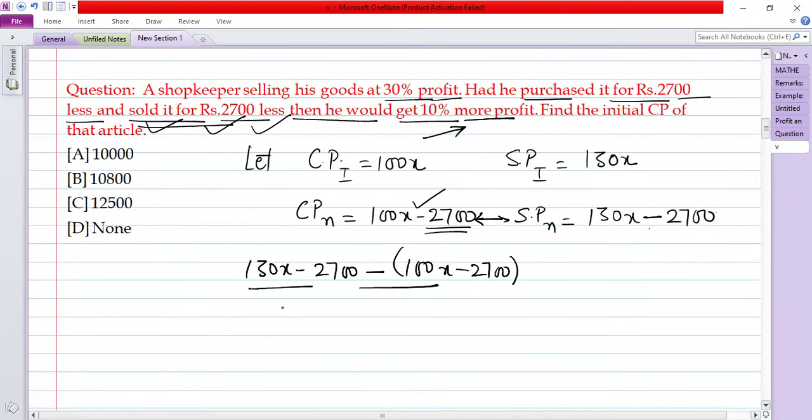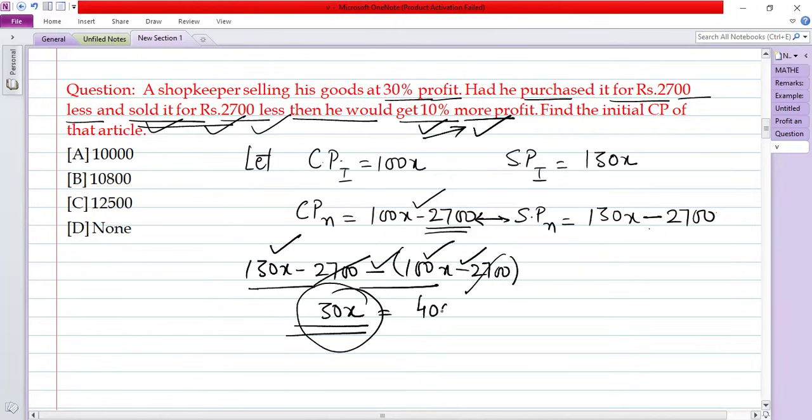And obviously, what is this? It is nothing but 130x minus 100x, which is 30x. And this 2700 cancels because minus and minus becomes plus. This 30x, the new profit, is actually 10% more. So 10% more means it is now 40%. Please mind here it is 10% more of the already existing profit, 30%. So here it is 40%.